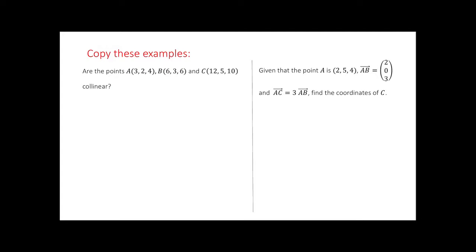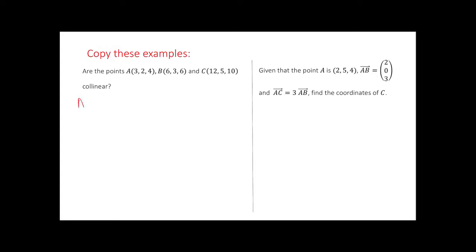Collinearity is something that we covered in the straight line topic. So if you can remember, you had to find the gradient of two separate lines, and if they shared a common point, it made them collinear. So it's very, very similar for vectors. Rather than finding the gradient, you're going to find components, but we're still going to have a common vector.